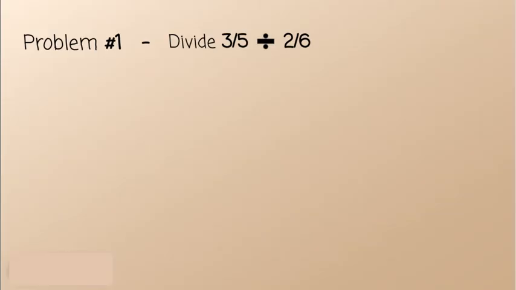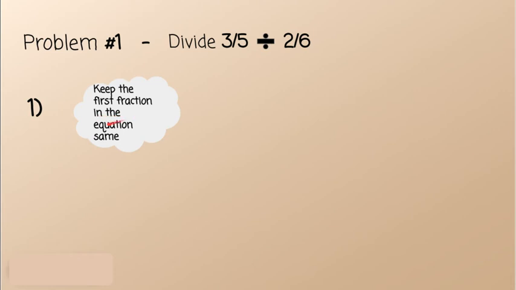Let's get started. So the first fraction we're going to be working with as an example is 3/5 divided by 2/6. And we're going to be turning this equation into a brand new equation. So step 1 is to keep the first fraction in the equation the same. So our first fraction is 3/5, and we're going to keep it the same.